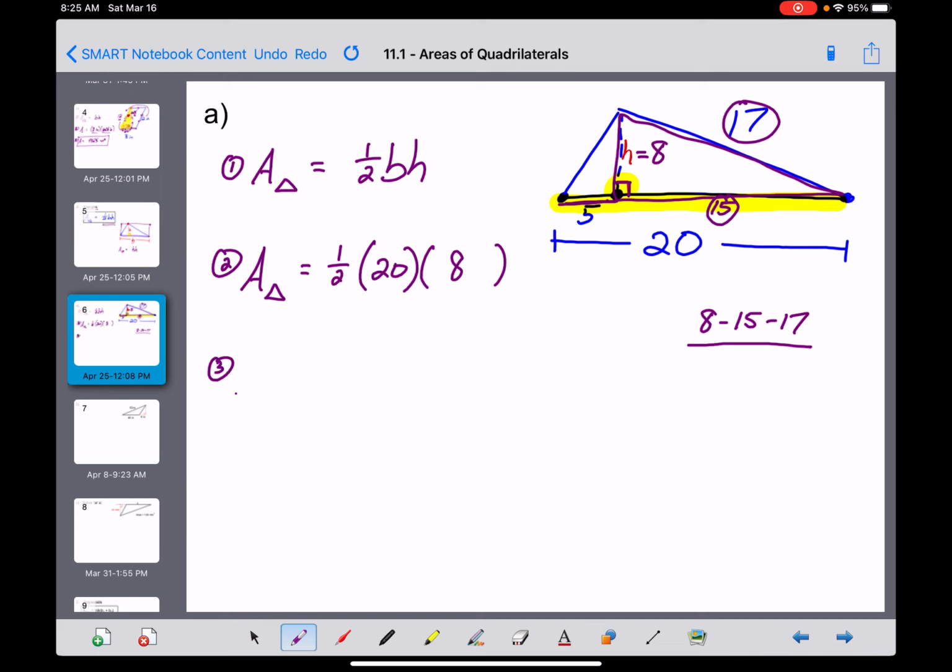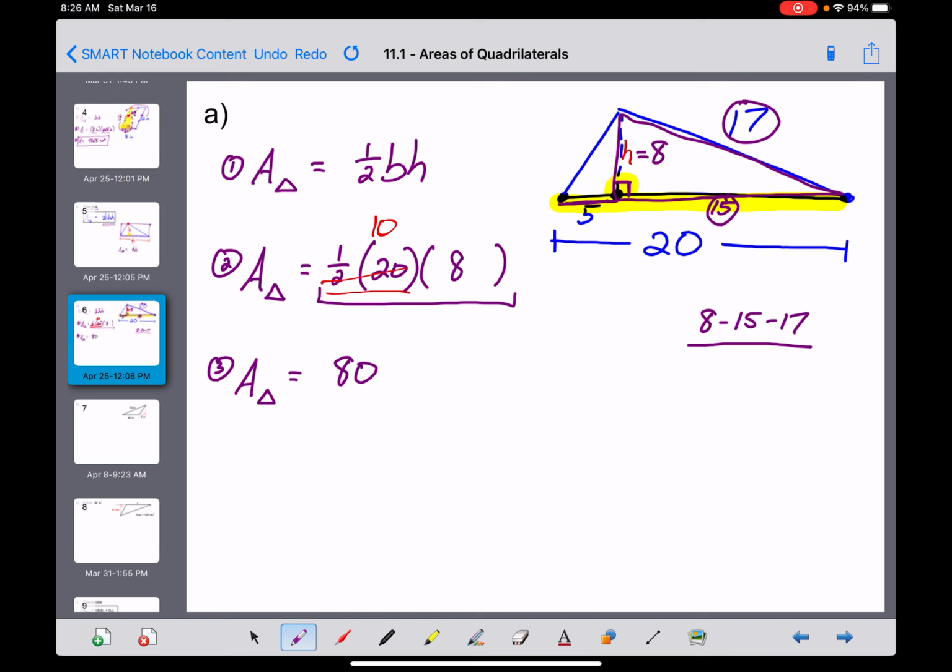And now for step 3, area of the triangle. Let's just multiply it all out. You could certainly use your calculator and ask it what's 1/2 times 20 times 8, but I'd really like you guys to try to do this without it. You can just multiply 2 of these things here together. What's half of 20? That just becomes 10, and the 10 times 8 is going to give us 80.